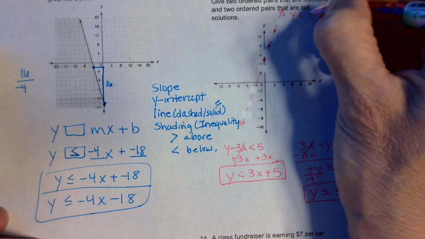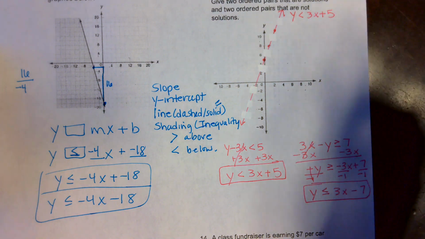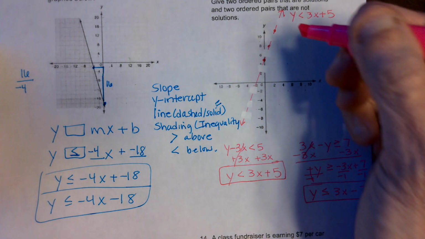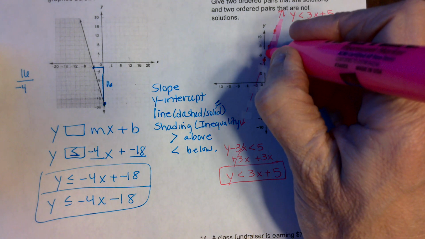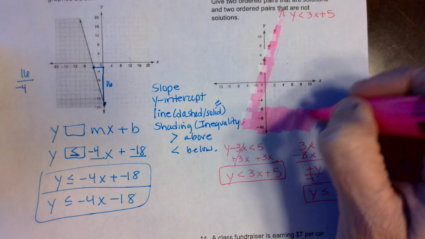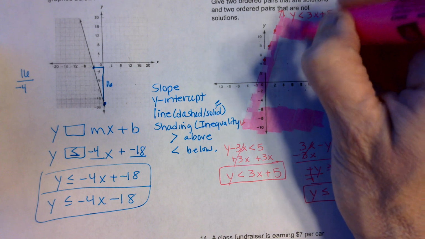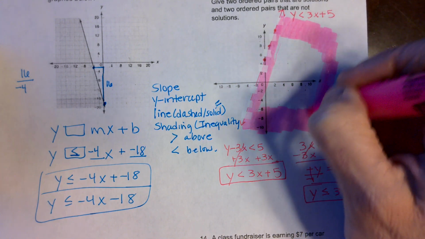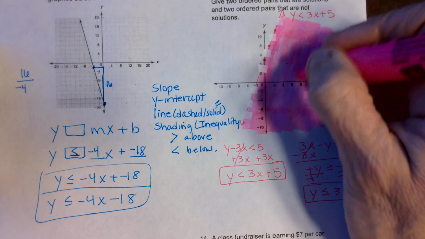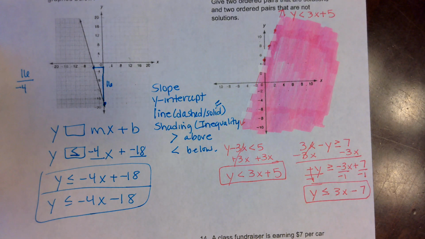And y is less than 3x plus 5. I'm not done yet because I didn't do my shading, but at least I got the line right now. And it's less than, so it's going to be this side. So I'm going to go right up to the line, not including the line, but I'm going to go right up to the line. And then I'm going to plot the other one.